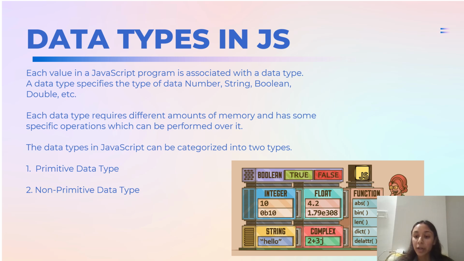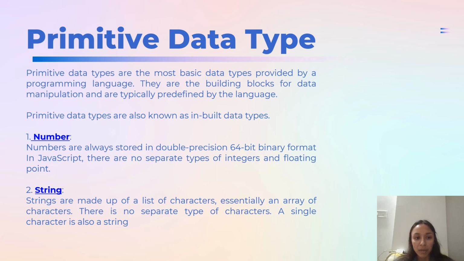So now coming on to data types in JavaScript. We have two types of data types in JavaScript, which basically tell us what value a variable will store. So we have primitive data types and non-primitive data types. In primitive data types, we have number and string. So what is number? Basically, it takes integer values or precision double values. So these are primitive data types, number.